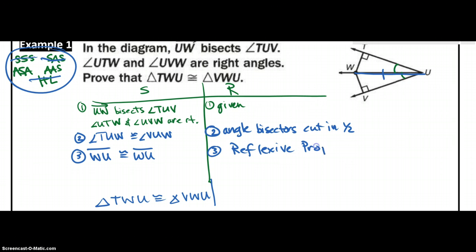I have a question. Yes. How could that not be HL? Okay, how can that not be HL? Because we only have the hypotenuse, we don't have a leg. Does that make sense? Now, you could put the leg in there. You could say WT is congruent to WV because W is equidistant from the sides because it's on the angle bisector. But we didn't put that in there, so we're not going to use that one. But you can.